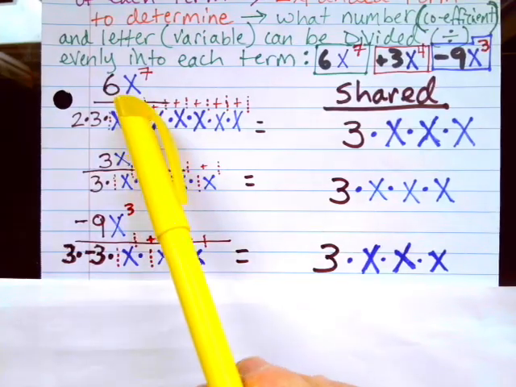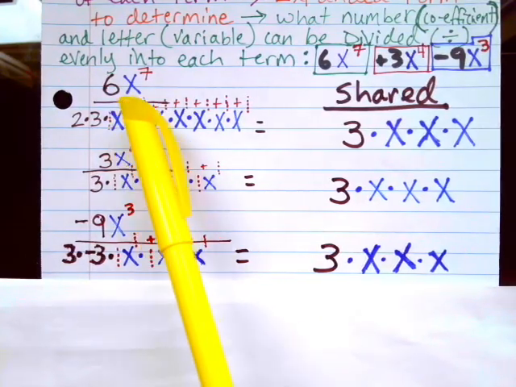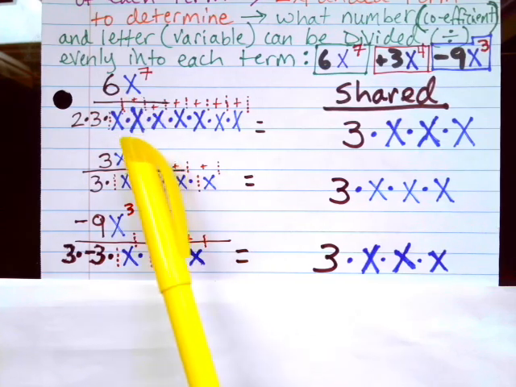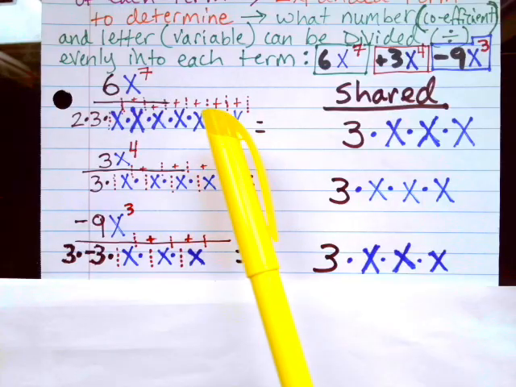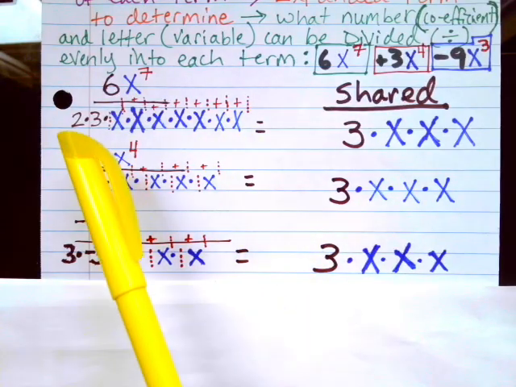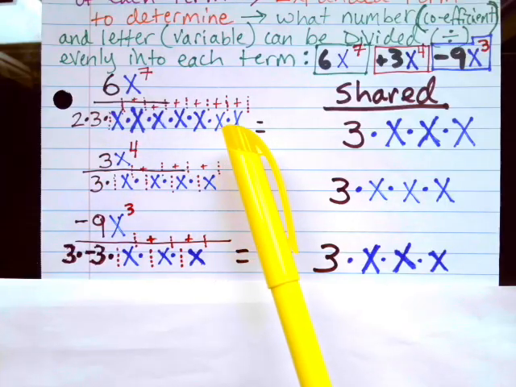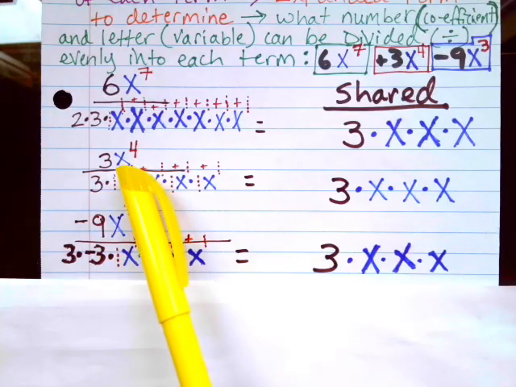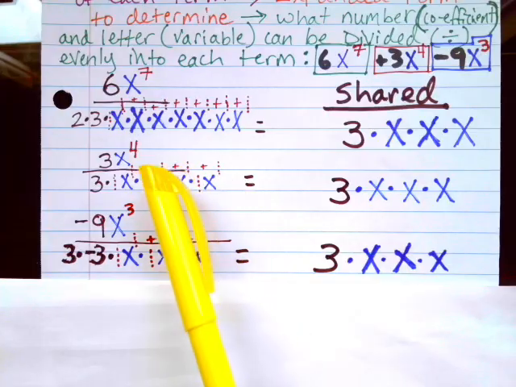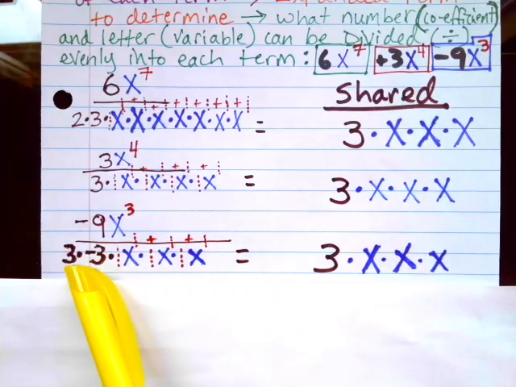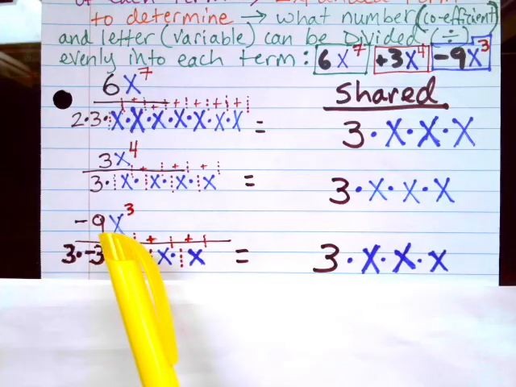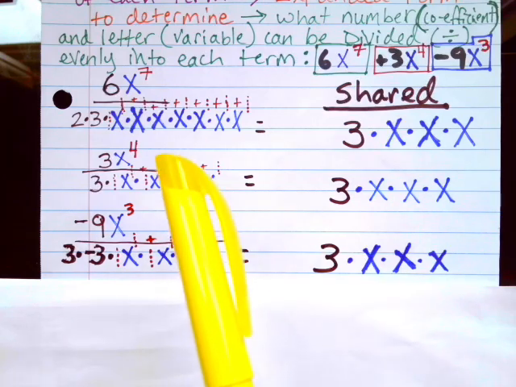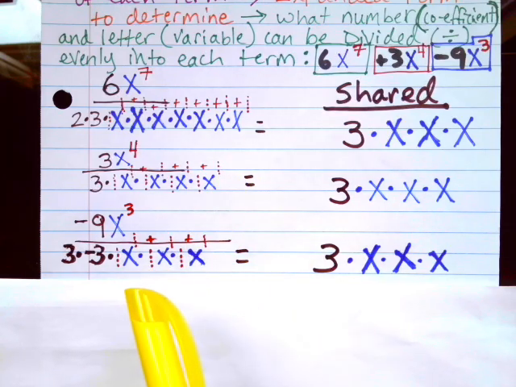So 6x to the 7th power is 2 times 3. That gives me 6. 2 times 3 is 6, times 7 x values. Remember, when you multiply the x values, you add up those exponents. That gives me 6x to the 7th power. 3x to the 4th power: well, I know 3 times 1 is 3, and x times itself 4 times gives me x to the 4th power. And I know 3 times a negative 3 would give me a negative 9, times 3 x values will give me a negative 9x cubed.